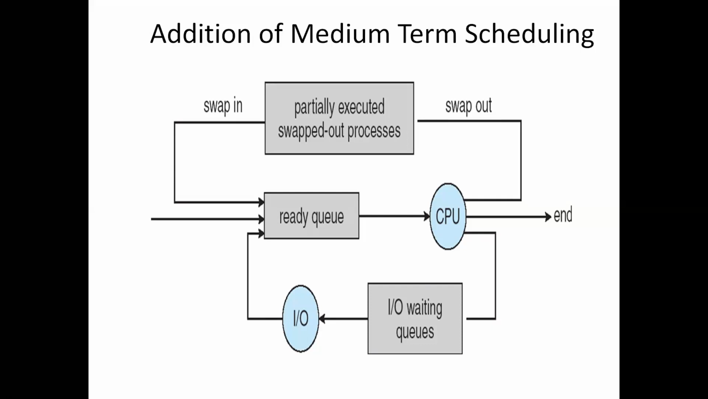This process is called swapped out, and it is later swapped into the main memory by using this medium term scheduler. You can see here the process is in the ready queue. With some event occurrence, the process is shifted to the CPU. Which process we need to add to this ready queue depends on the long term scheduler. The job scheduler will do this work.